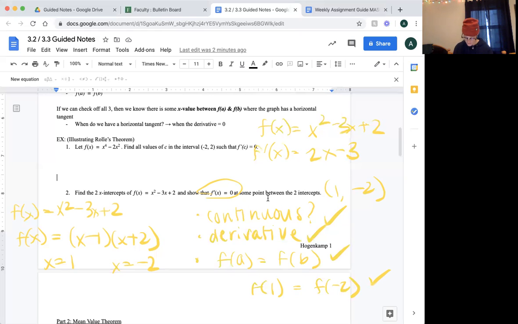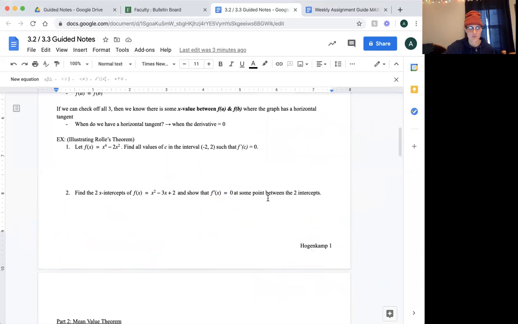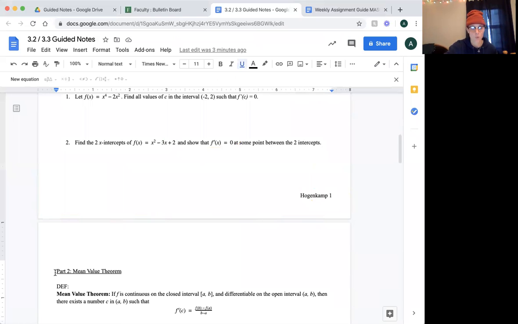And now we just need to find that point by setting our derivative equal to 0. So 2x minus 3 equals 0, 2x equals 3, x equals 3/2. So we have shown by completing our Rolle's theorem checklist that there will be a point where the derivative equals 0, and further that that's going to be at x equals 3/2. So that's a couple examples about how Rolle's theorem will be used.